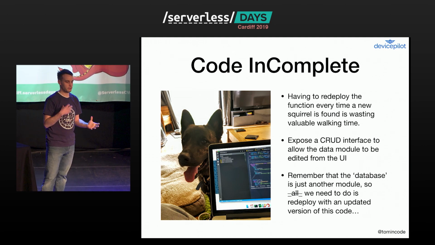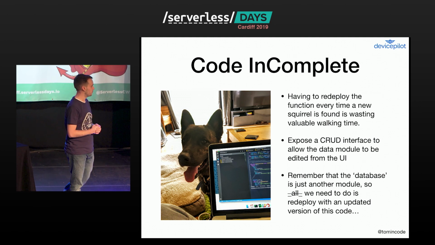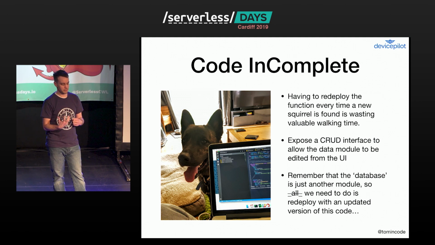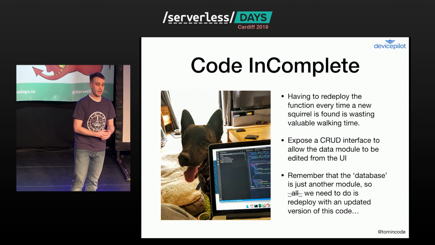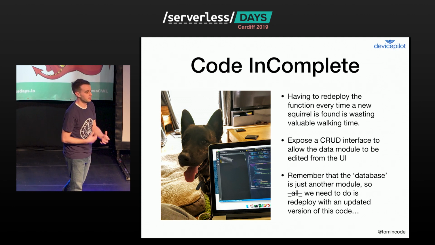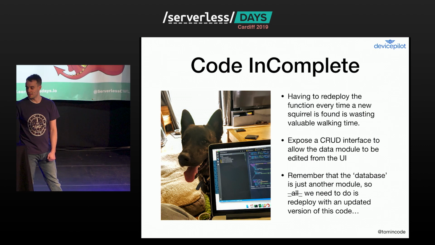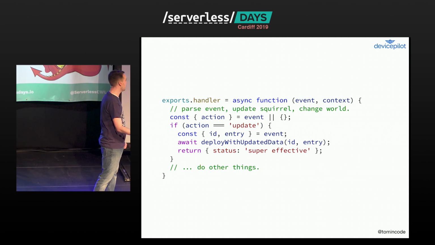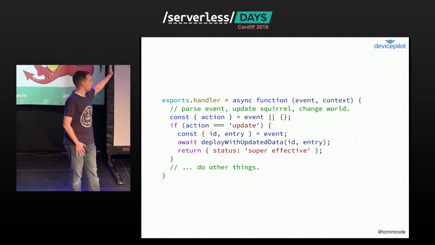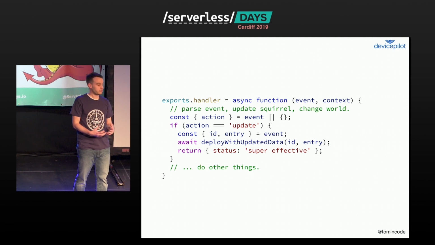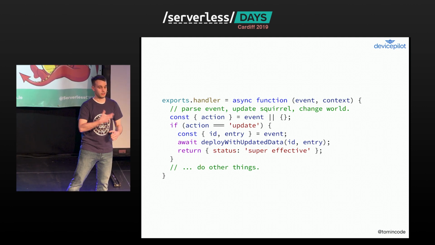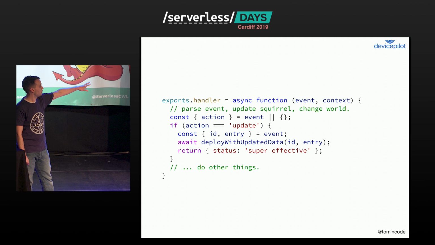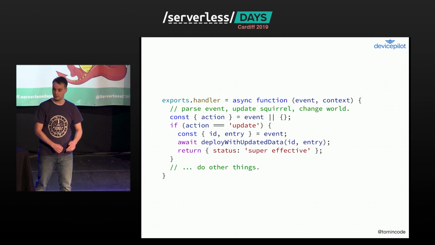Those of you who are paying attention might have noticed a minor flaw in this new framework, which is that after every walk, I do actually have to fire up the editor, edit the data module with everything new that we've learned about squirrels, and then redeploy the Lambda function. So let's see if we can automate that process. From the outside in, here's our squirrel dex function, the same function, we only have one. We're going to add a branch. If the function was invoked with the action key update, then we're going to fetch the ID of the squirrel we're updating and the entry of what's changed. And we're going to deploy with updated data and return the traditional HTTP response.